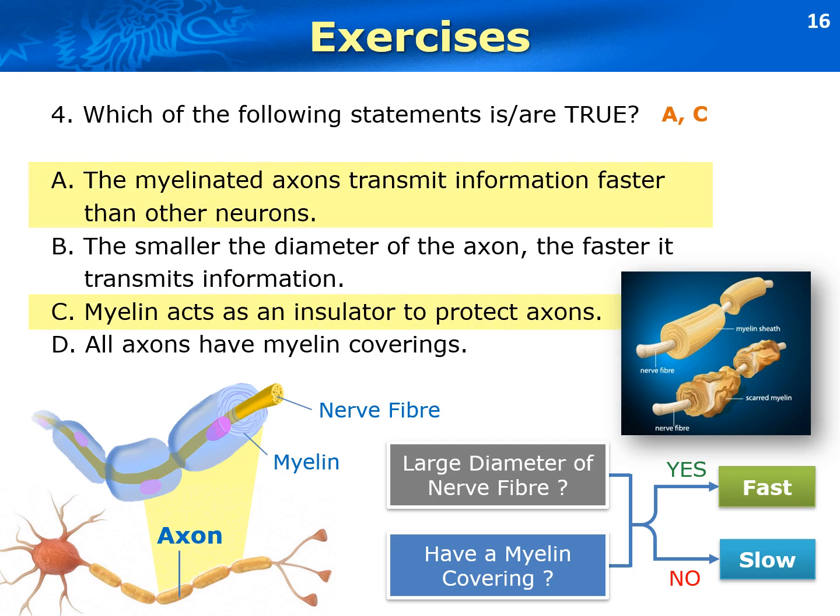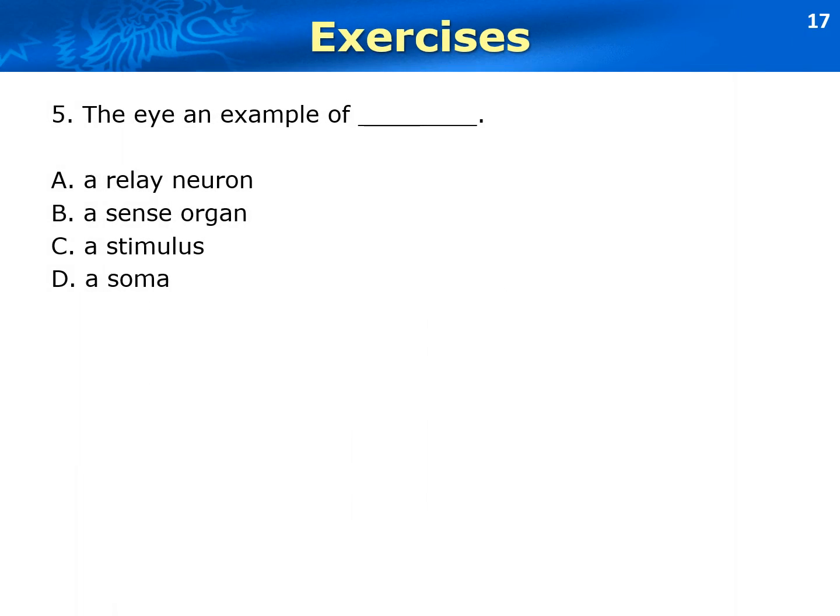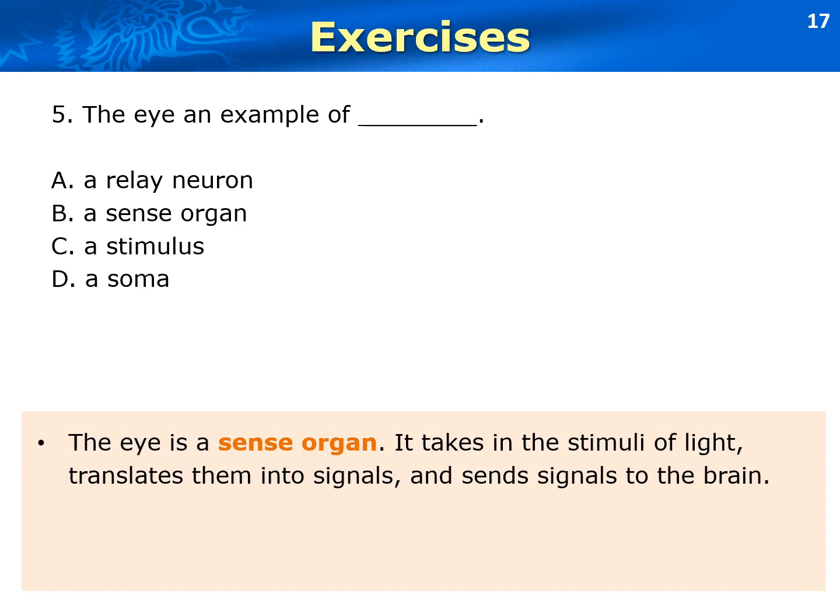Question 5. The eye is an example of A. A relay neuron, B. A sense organ, C. A stimulus, D. A soma. To answer this question, we should know that eye is a sense organ which takes in the stimuli of light, translates them into signals, and sends the signals to the brain.